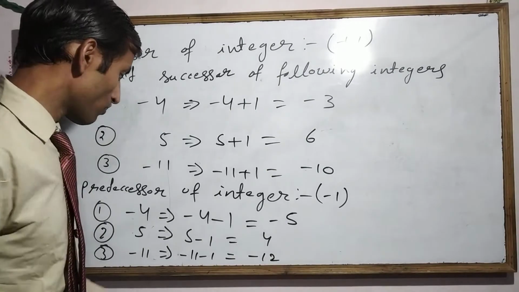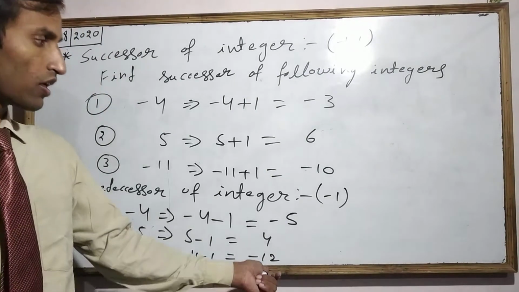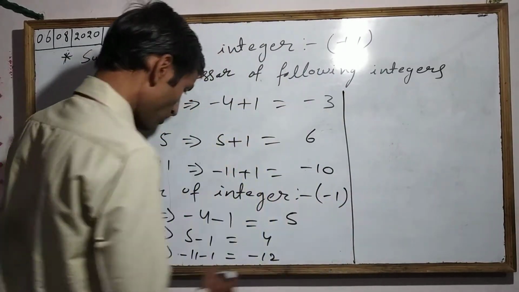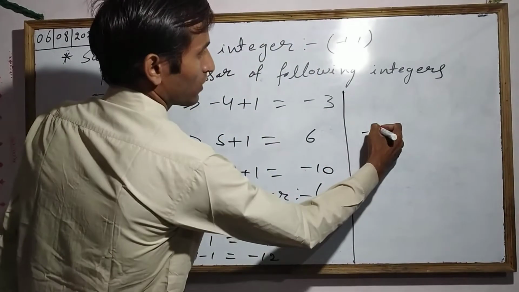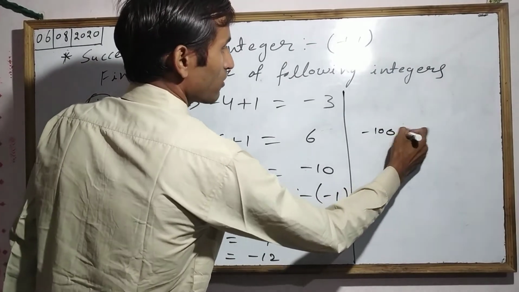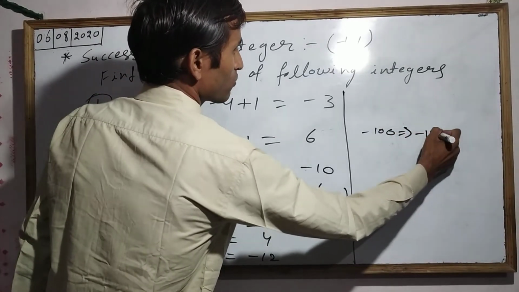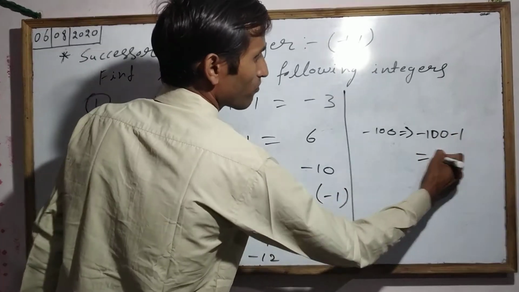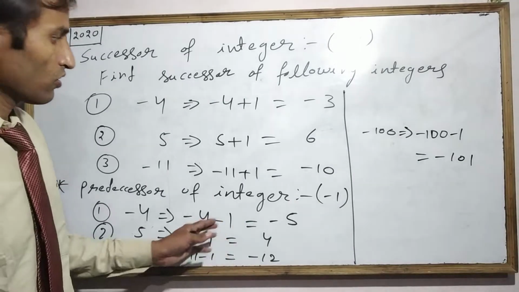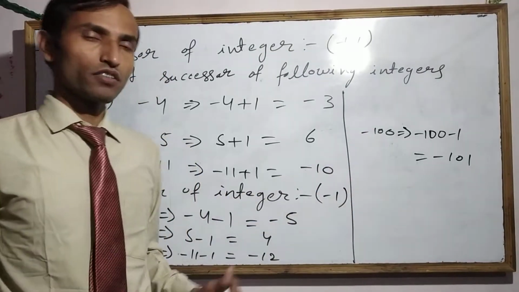So the predecessor of minus 11 is minus 12. Or you can take one more example also. The predecessor of minus 100 means you just subtract 1 again from minus 100. So minus 100 minus 1 will get minus 101. So these are the predecessors of integers.